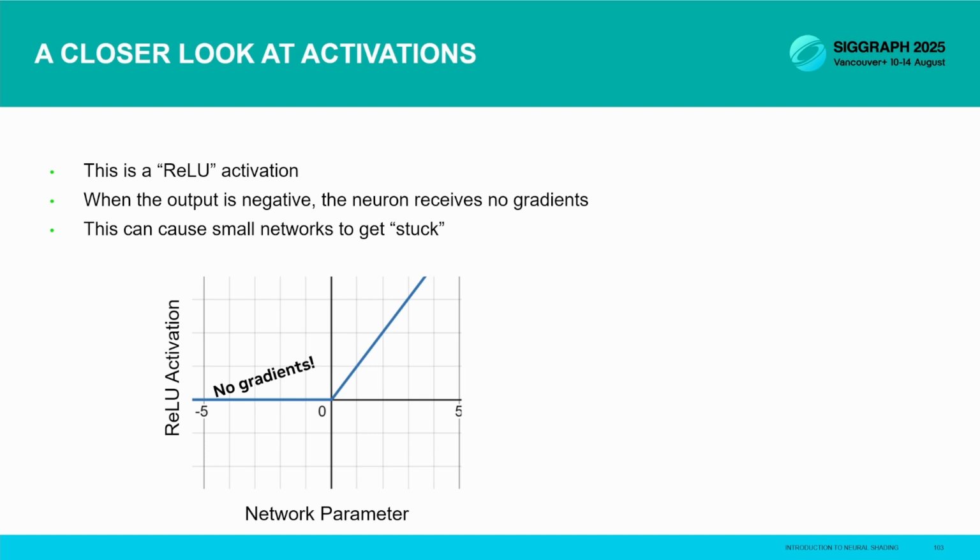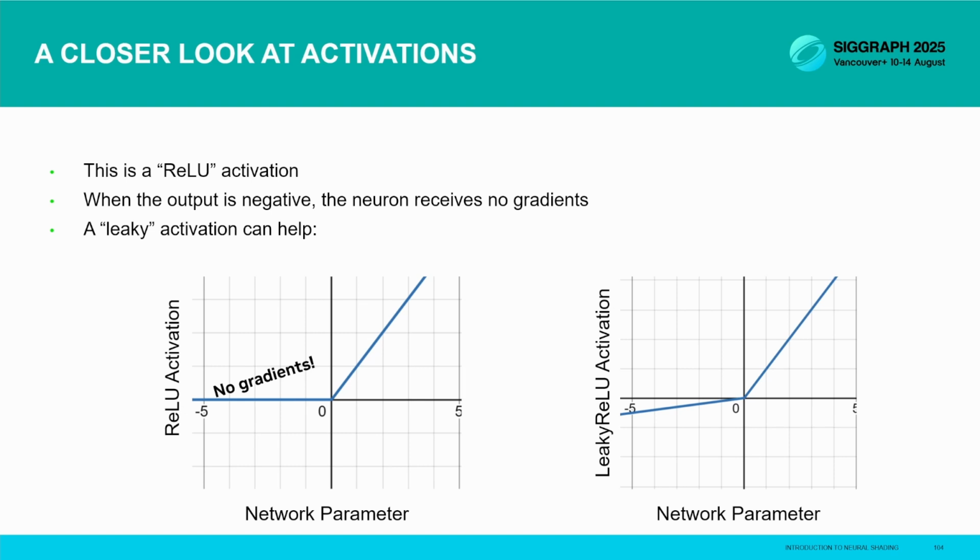Luckily, there's an easy fix for this by using what's called a leaky activation that still has some gradient, just a small one when it gets negative. And the simplest version of this is called the leaky ReLU, where instead of clamping to 0, we just scale down the input when it's negative. This is a very small change, but this more or less completely removes the stuck state.